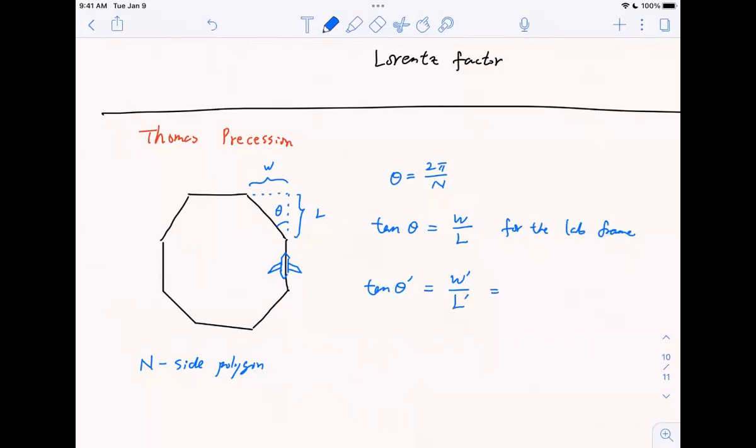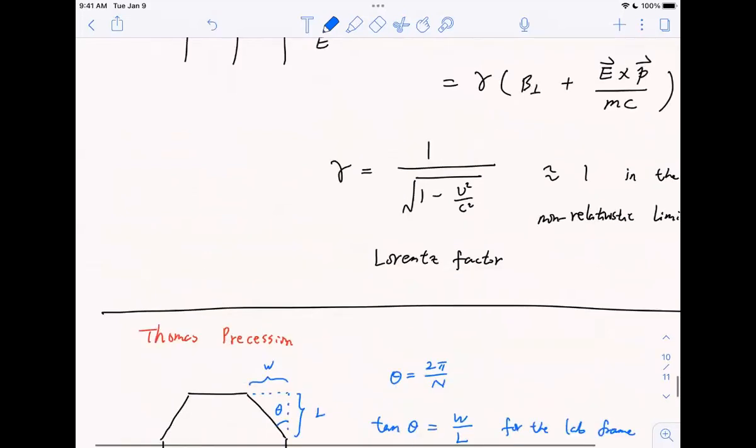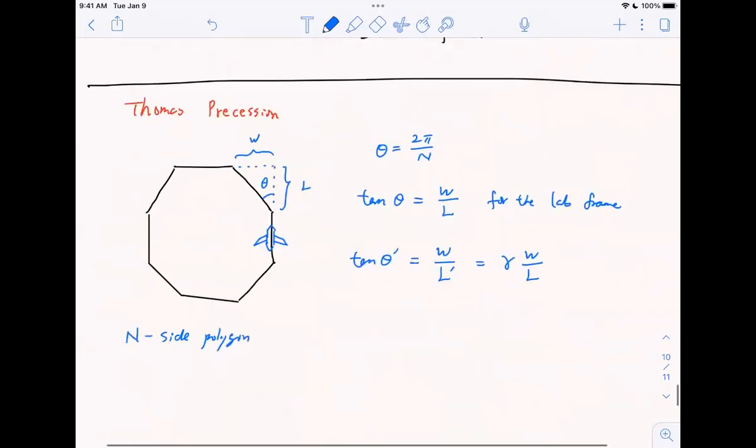So this width will be the same. Only the length. So how much will it be contracted? It will be contracted by a factor of this. Now, the Lorentz factor is bigger than 1, right? I mean, you subtract it, right? Bigger than 1. So the length is equal to this divided by the Lorentz factor. So it will be tangent theta. That means you're going to see a bigger angle.